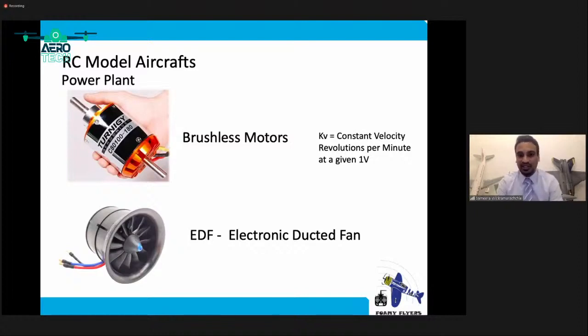But the thing is, EDFs, or electric ducted fans, are very power hungry. So you cannot use a normal battery like the one you use on a normal aircraft. You would need a battery that can discharge much more power, which we can use only on EDF jets. I'll talk about that when we get to batteries as well. But for now, I'll just continue on with the power plants.